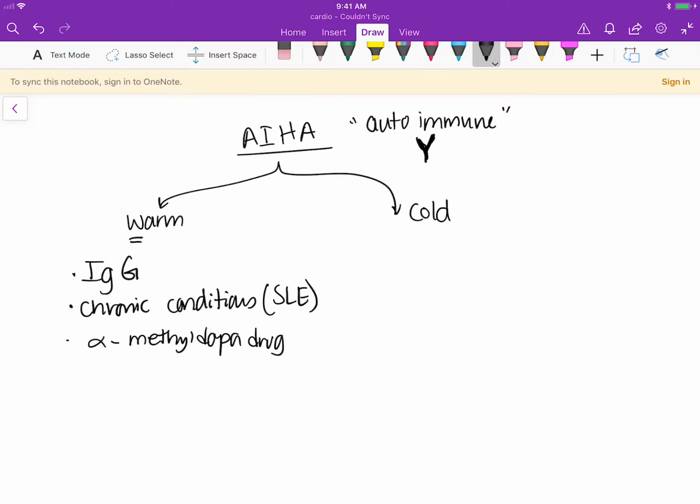Obviously, you can see both of them in the Coombs test. The Coombs test is going to be direct or indirect, and you can see both, direct and indirect Coombs test. And of course, if you don't know what a Coombs test is, there's another video for that in the same playlist. Now let's go to the cold one.